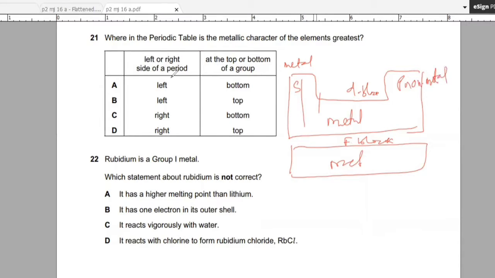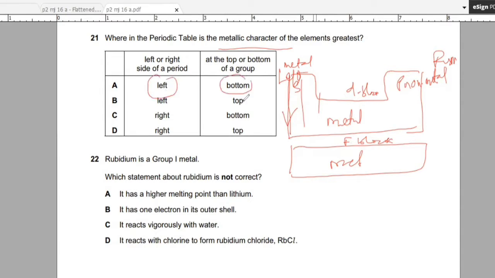So always remember left side. This is called left, and this is right side. Okay, so obviously the metals have metallic character, right? Metallic character of the element is greatest. So when you go down, that means the bottom part from the left side, the metallic nature will increase. That means option A is left and bottom.